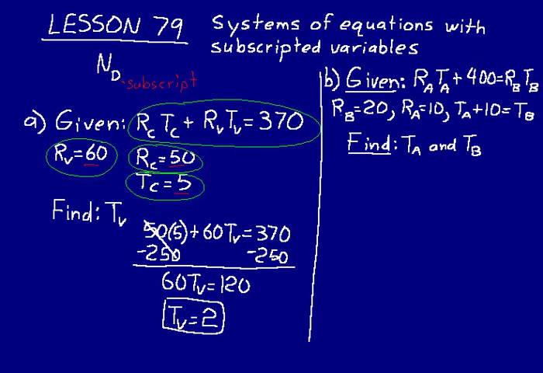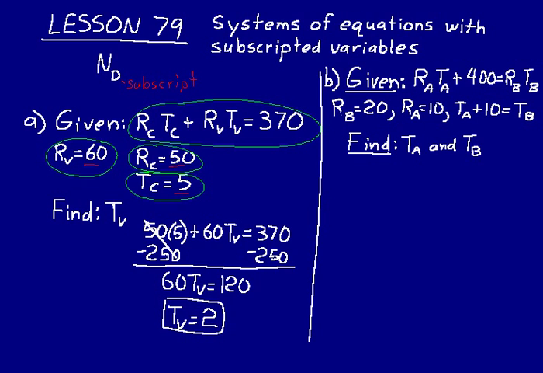Let's do one more. We've been given RATA plus 400 equals RBTB. Then RB is 20, RA is 10, and TA plus 10 equals TB. We want to find TA and TB in this problem because we don't know either of those values. However, we have been given 4 equations and we have 4 unknowns. So we have to have the same number of equations as unknowns to solve a system of equations like this. Always take that large equation, the one with all the variables in it, and substitute back into that.